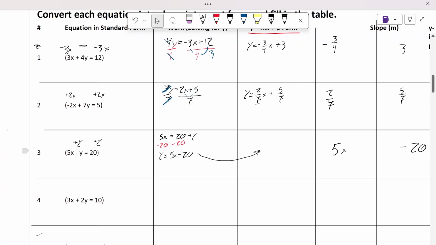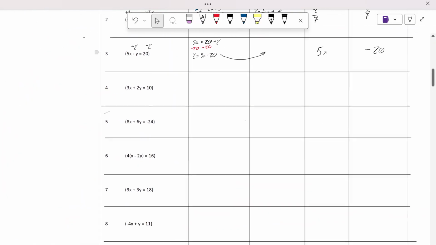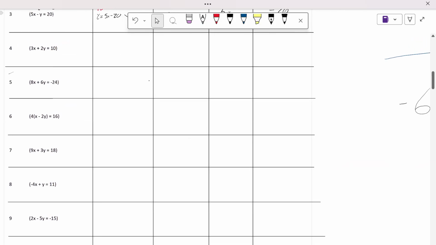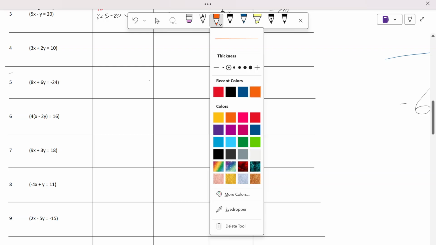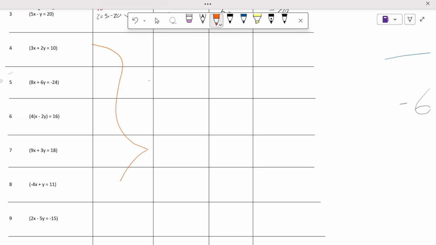Okay, now here's the fun part. I'm going to zoom out, and what you're going to do is pause it, and I would like you to try 4 through 10. So please try. Okay, so now pause the video, and whenever you're done solving 4 through 10, come back and unpause the video.